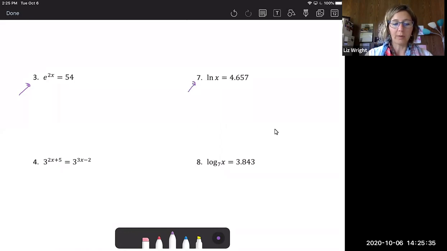On number 4, because the bases are the same, I can set the exponents equal to each other and solve for x. You could also take the log of both sides on that one. Number 8, I'm going to go ahead and convert that into exponential form and solve for x. And so you should be able to, on every single one of those problems, quickly, without looking at your notes, say what the process is on how to solve for those equations.